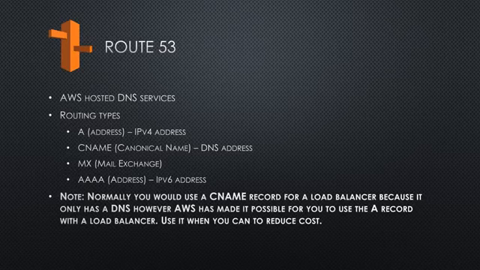I'm highlighting four of them because these are the most important ones you need to know for this exam. That's A records or address records, which are IPv4 addresses; CNAME, and I can never pronounce this right, canonical name. Canonical, thank you. This is mapping to another DNS address. MX, which is mail exchange, or AAAA, quadruple A, which could be an IPv6 address.